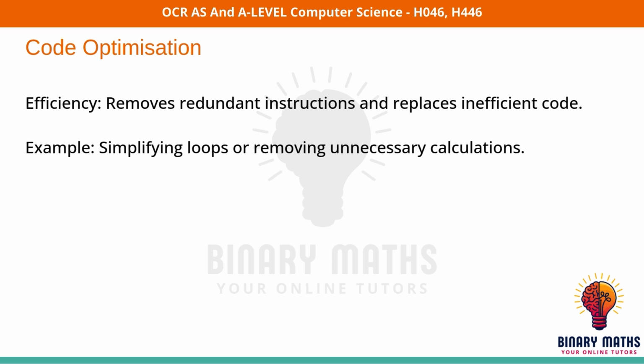Optimization is a crucial step in the compilation process. The compiler analyzes the machine code and makes improvements to enhance its performance. This can involve removing redundant instructions, simplifying complex calculations, and optimizing loops to run more efficiently.